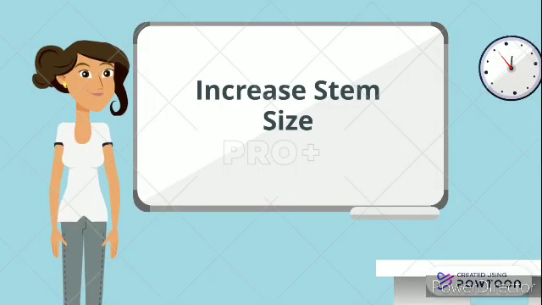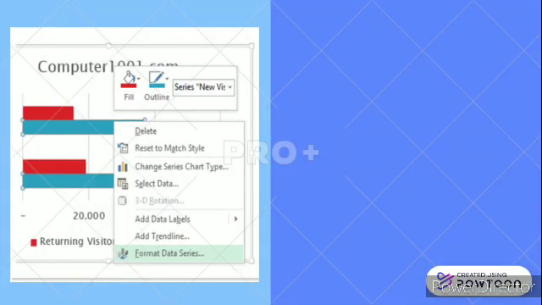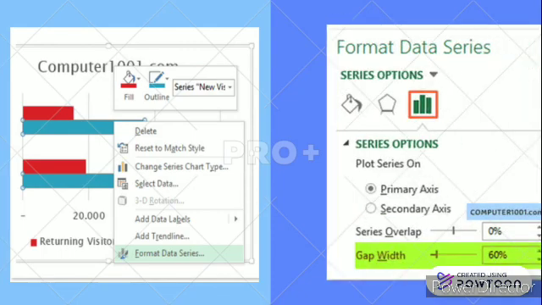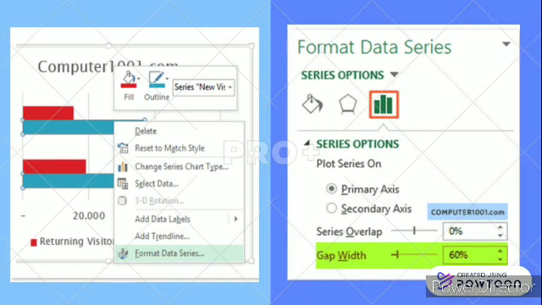Increase stem size. 1. Right-click a data series and select Format Data Series. 2. In the Series options, in the Gap Width section, click and drag the slider to the left or fill in the percentage box with a smaller value, for example, to 60%.